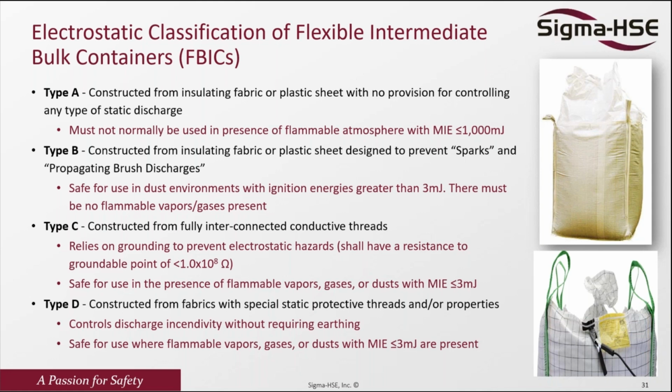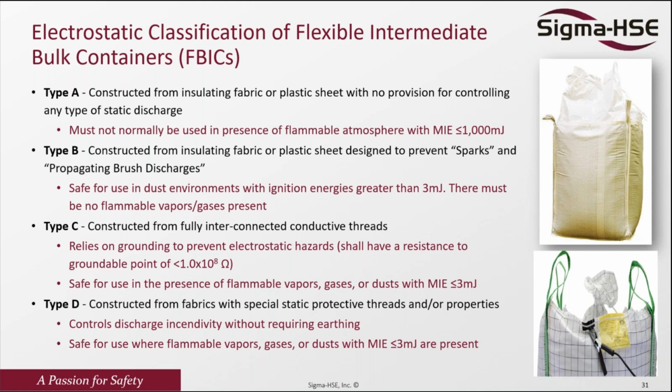Type A is not for use in areas where the material is explosible. If the material is flammable, you should never use a type A. You can only use it if the minimum ignition energy of the material is greater than 1000. It's constructed from insulating fabric or plastic sheet with no provision for controlling any type of static discharge. It has no provision to control static discharge, and normally you can use it only for materials with higher ignition energy.